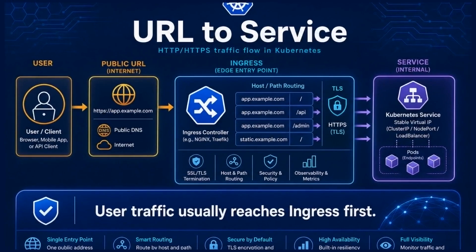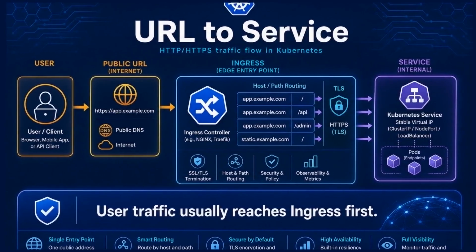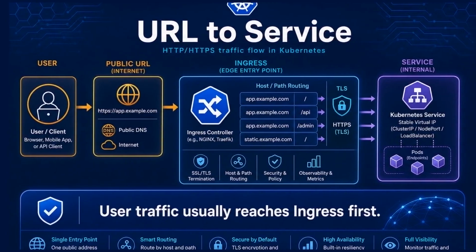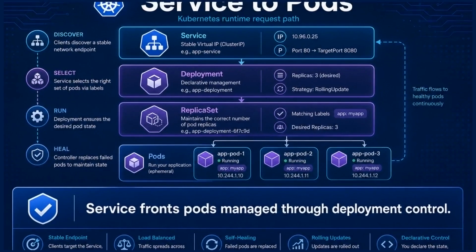Users reach a public URL. That request usually lands at Ingress first. Ingress decides where that traffic should go based on host names, paths, and TLS settings. Ingress routes the request to a service. The service gives the app a stable network identity inside the cluster.